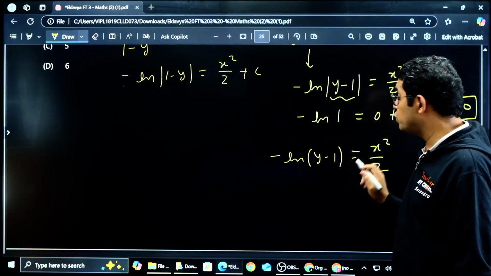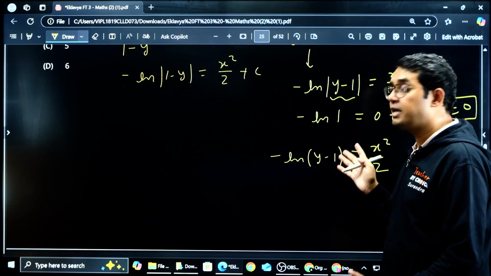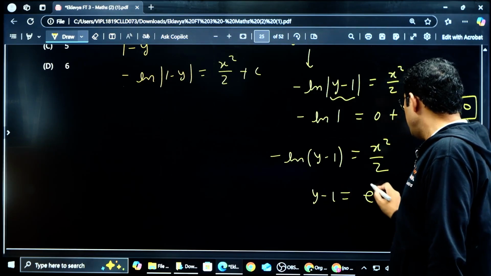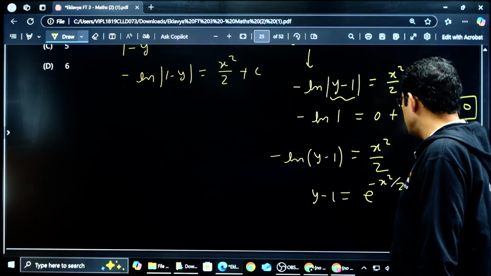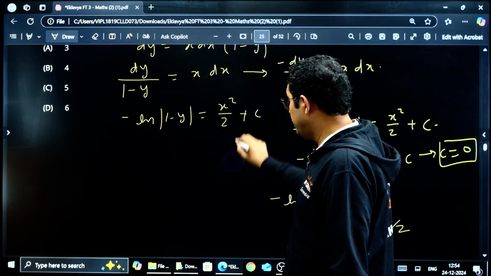But we are given the function to be continuous, so this is possible only if this expression is always such that y is greater than 1. So I have kept it like this. So here we get y minus 1 is equal to e power minus x square by 2. And now they are asking in the question the value of the function.